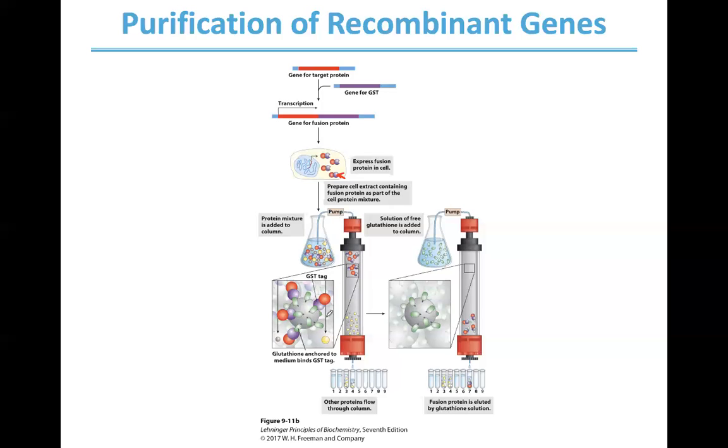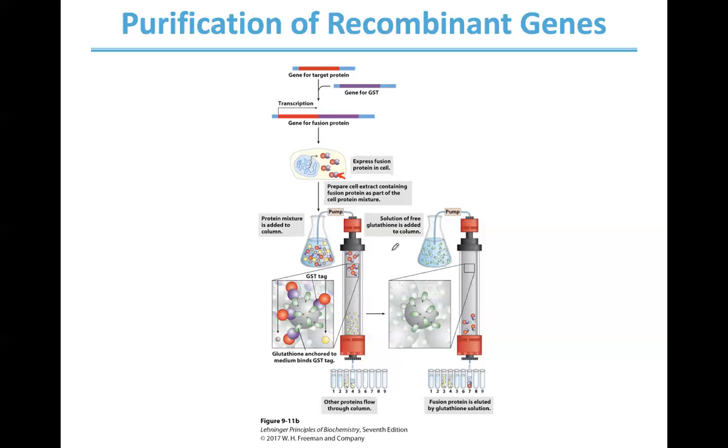So we're going to put these beads on a column, create the stationary phase, and allow the protein mixtures to go through. Most proteins will go through without binding to glutathione, but our fusion protein will bind to the beads because the glutathione GST will bind to the ligand, right? And then the fusion protein will remain right on top of the column.